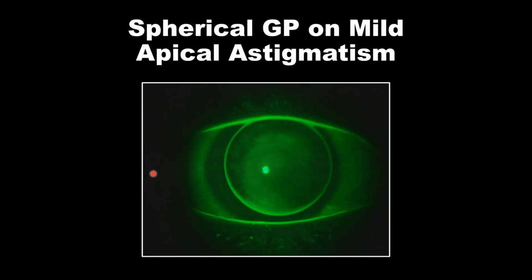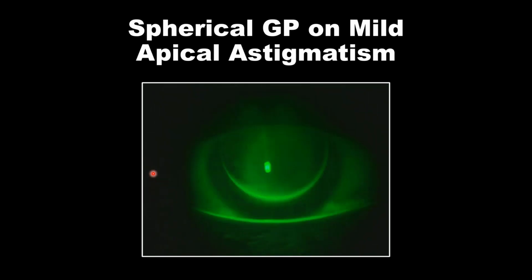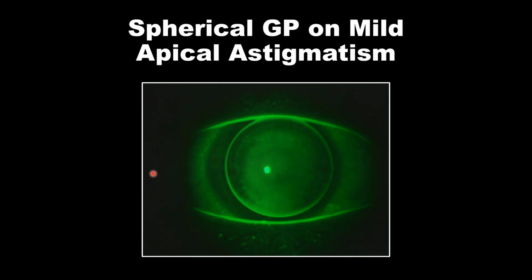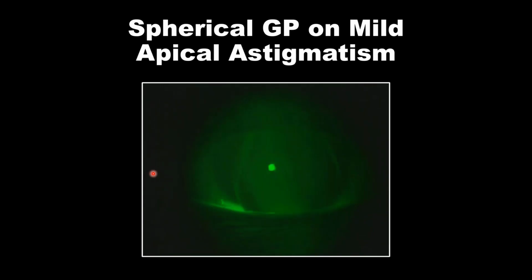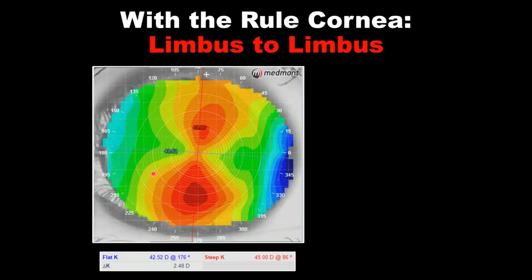33 microns is a tiny amount of differential. This would be deemed an acceptable GP fit. But if we were to create a peripheral toric landing, could we improve the comfort even more by decreasing that slight vertical movement that you see here? Let's take a tougher case.